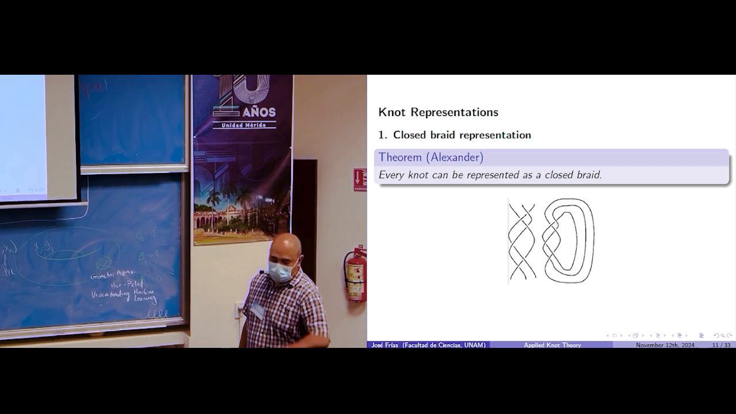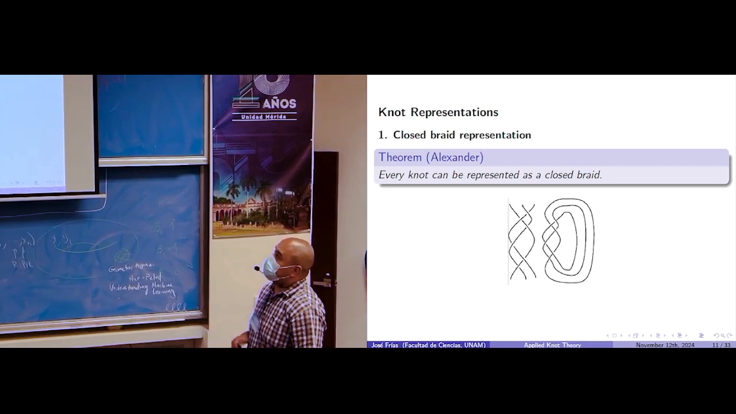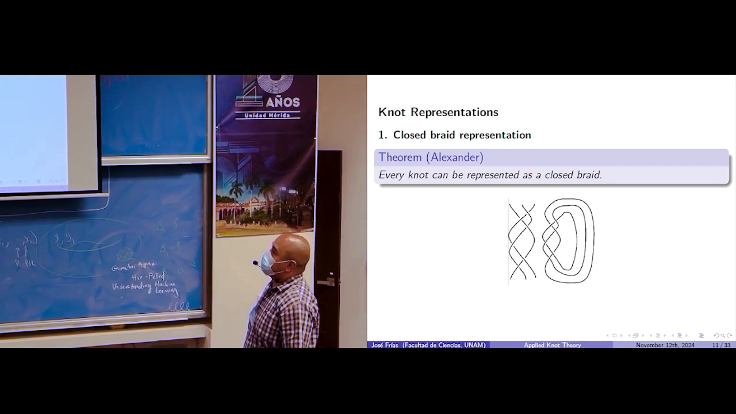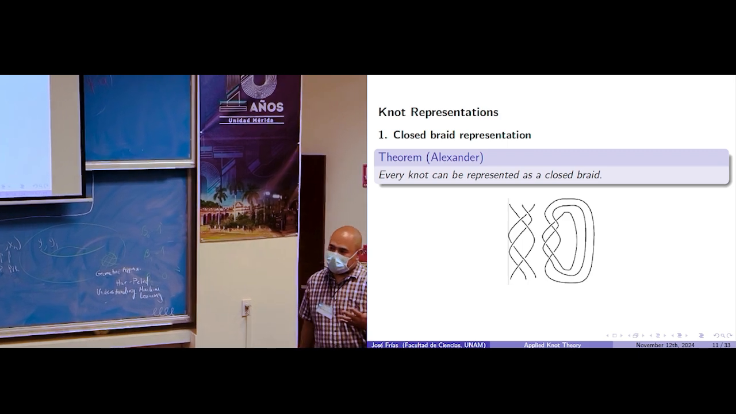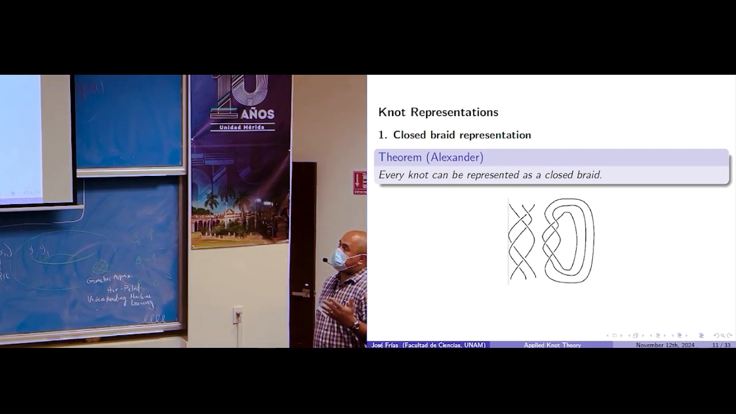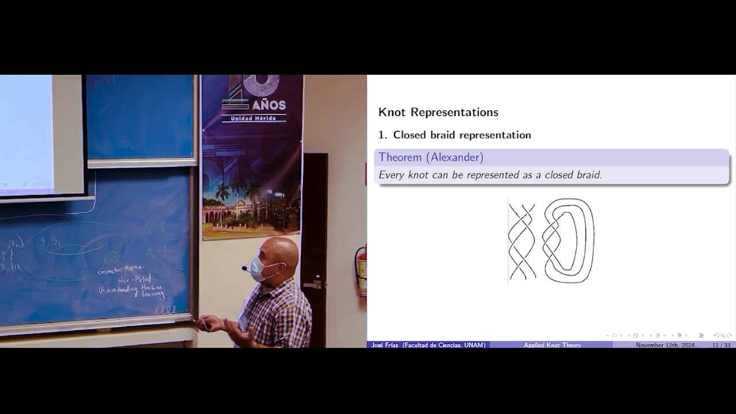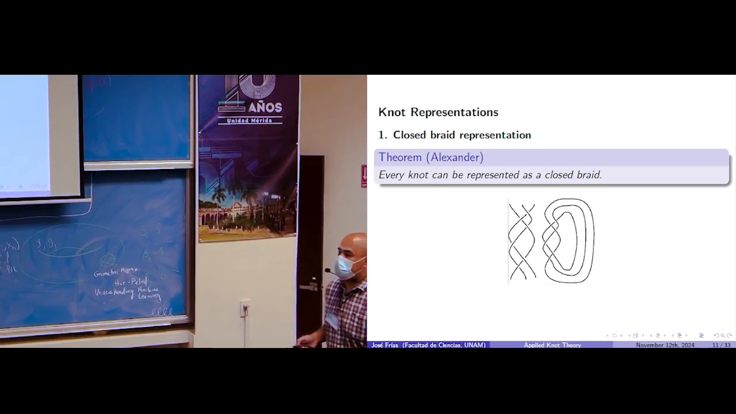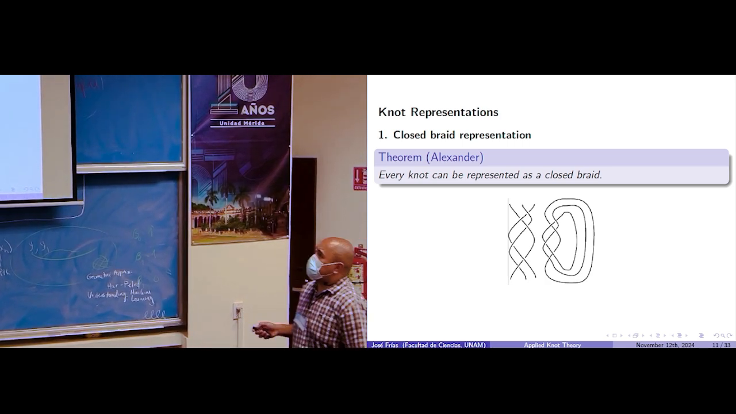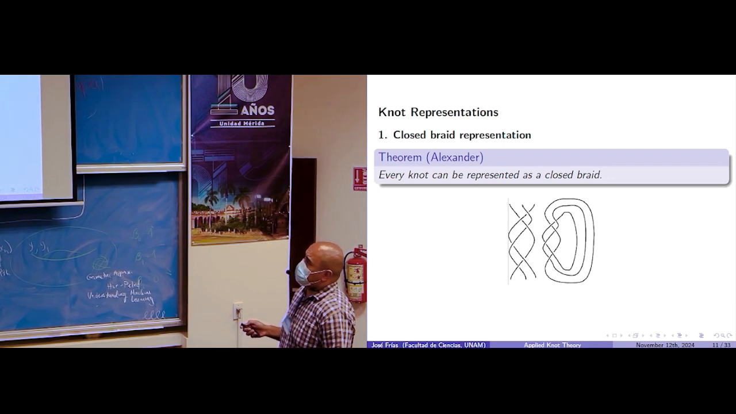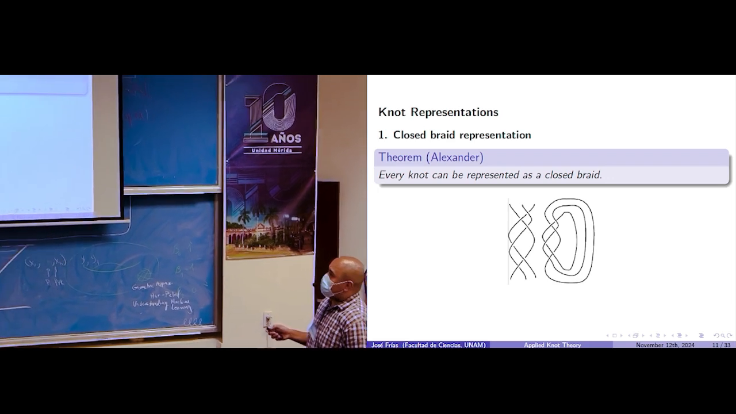I'm going to present to you 3 models for knots, because we want to implement some algorithms in the computer to study the problem of confinement of DNA, right? So this is the first representation. It's called the closed braid representation. What is a closed braid?